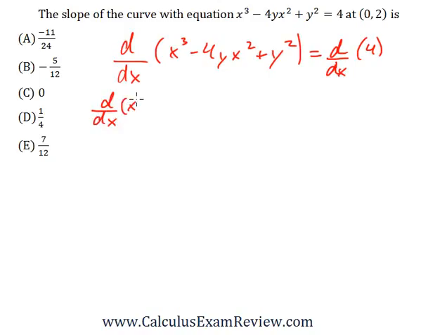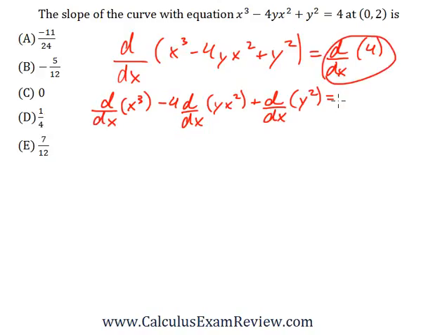So I have taking the derivative of x cubed minus 4 times the derivative of yx squared, because we're multiplying, we can just whisk out the constant, right? The minus 4, plus the derivative with respect to x of y squared, and that's equal to d/dx of 4. Now the derivative of a constant is always just 0.